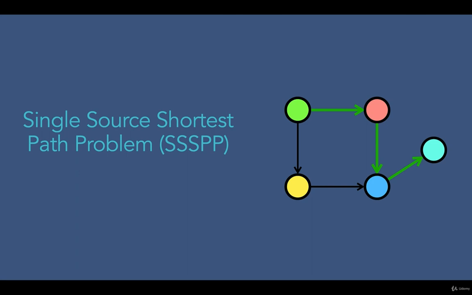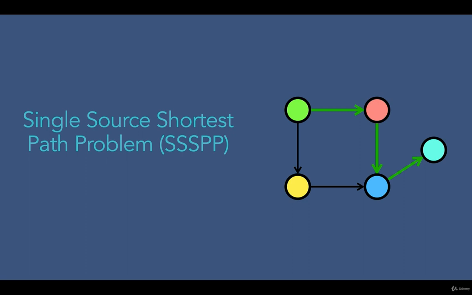Hi there. In this section, we are going to learn another subtopic that is related to graph data structure, which is single source shortest path problem. Basically, we have three algorithms for solving this problem, which are breadth-first search, Dijkstra's algorithm, and Bellman-Ford algorithm.